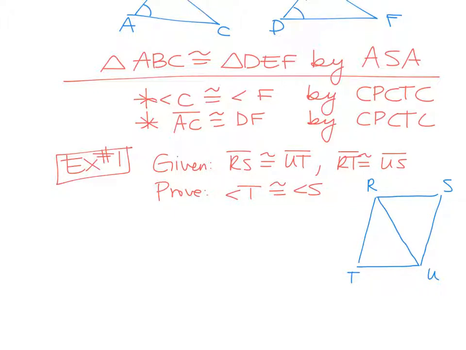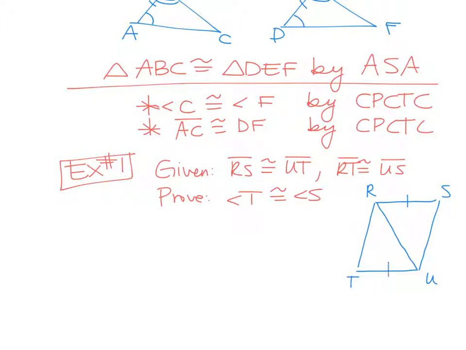Side note, one thing I noticed in the quiz where people made mistakes is when they didn't mark what they knew, because then they didn't see in the end, was it SSS, SAS, ASA, or AAS? So make sure on these types of problems when you're doing these proofs that you're marking what you know to be true. So right now, I know RS is congruent to UT, and I know RT is congruent to US, okay? So that's what we know.